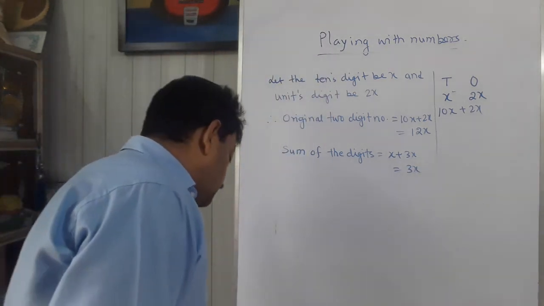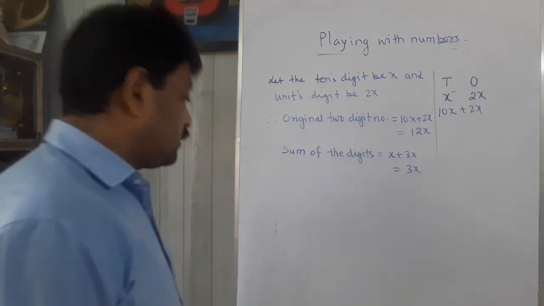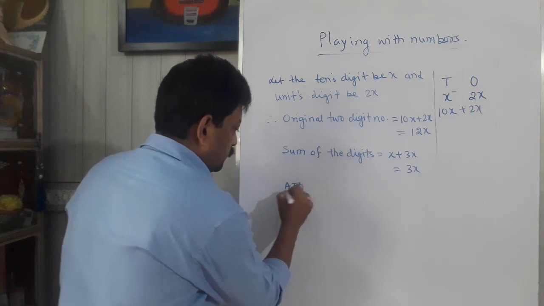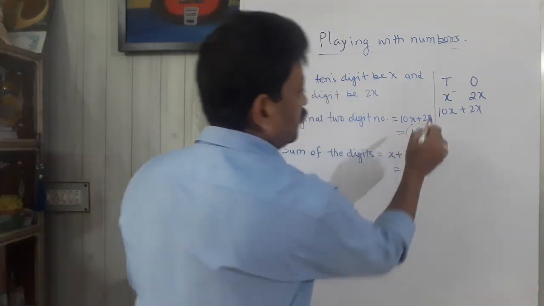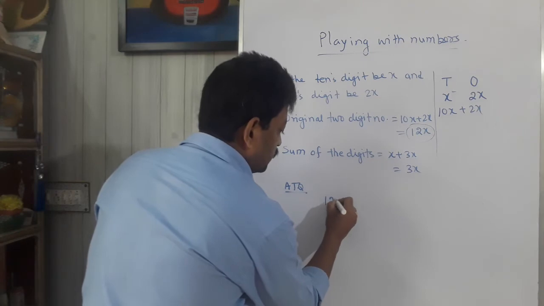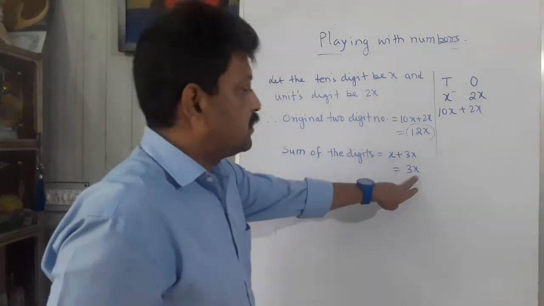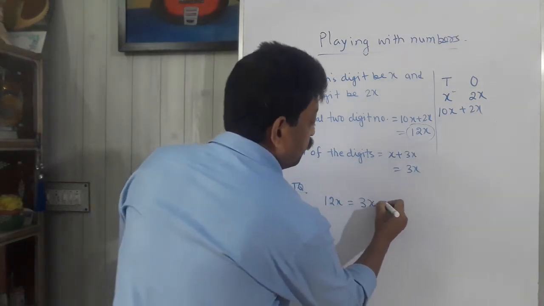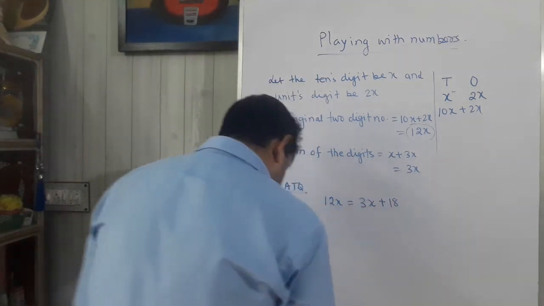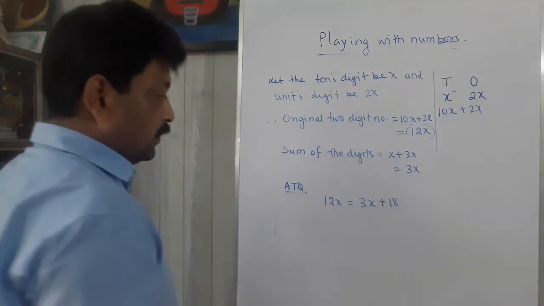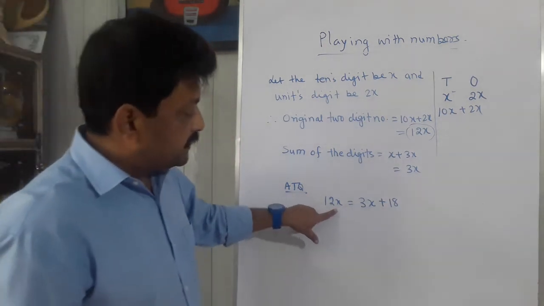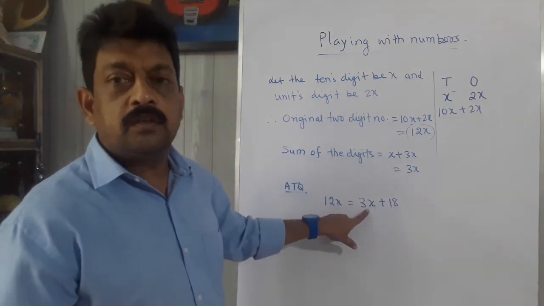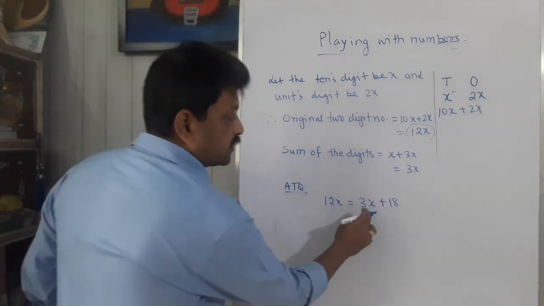So the second condition is the number exceeds the sum of the digits by 18. According to the question, the original two-digit number, that is 12x, exceeds the sum of the digits by 18. That means sum of the digits plus 18. Understood? The sum of the digits is 3x, so it is 3x plus 18.